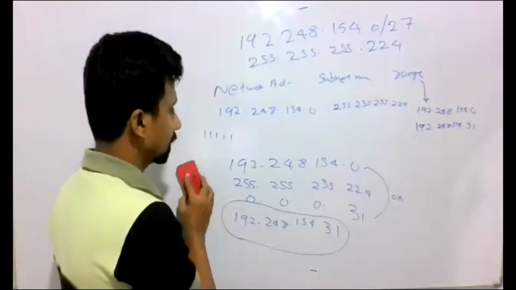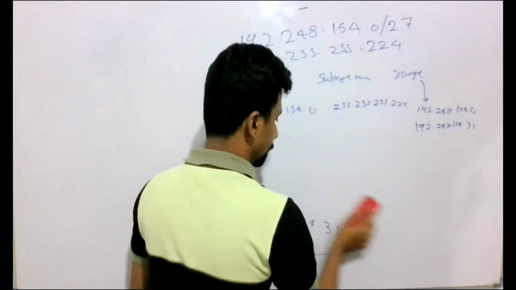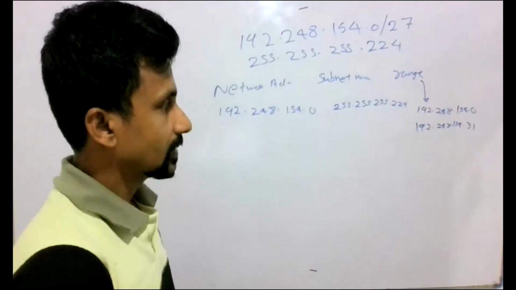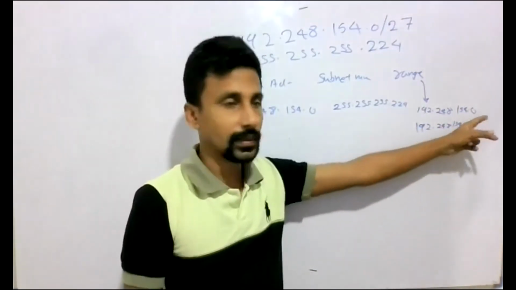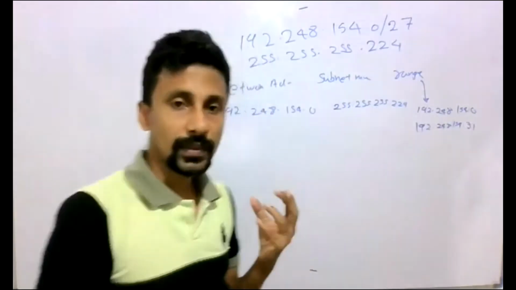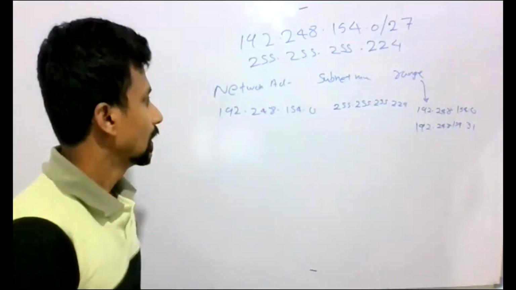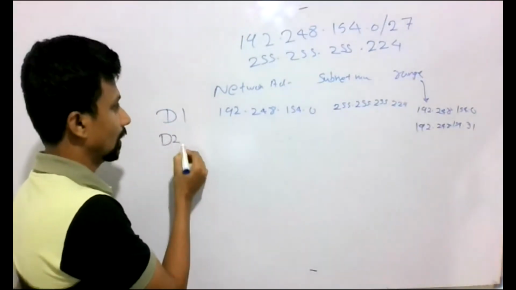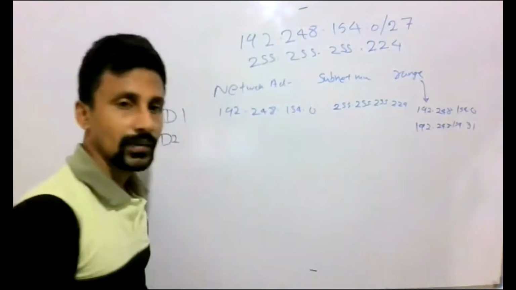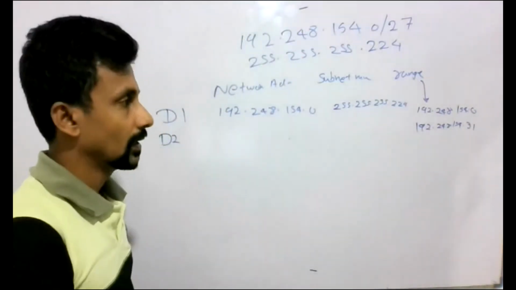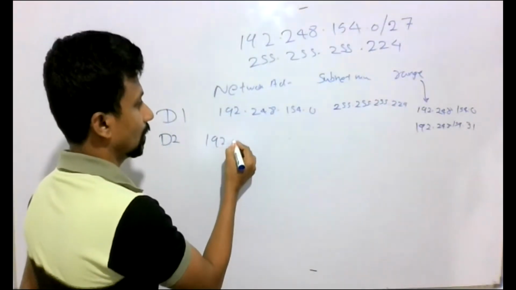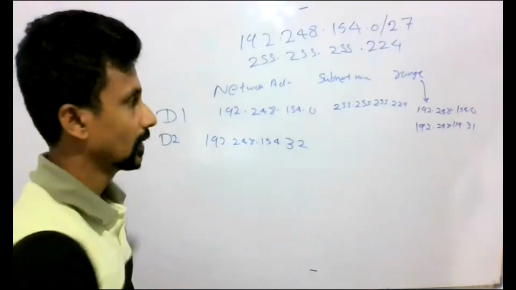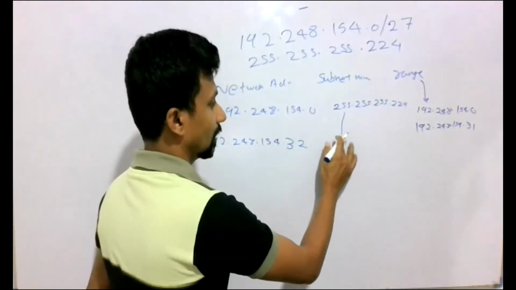After finding one, we can see the difference: it started at 0 and ended at 31, network address to broadcast address. Now this is for department 1. What should department 2 be? Department 1 ended at 31, so we have to start the next network with 192.248.154.32. The subnet mask is the same.